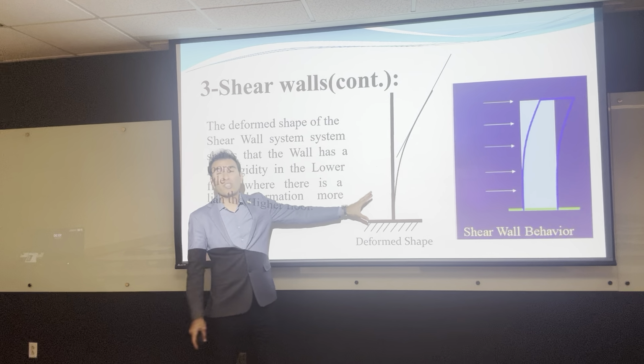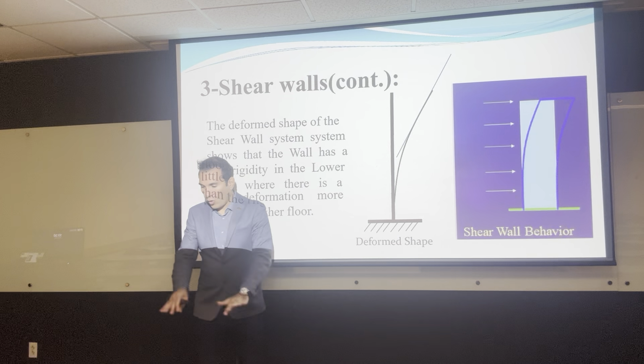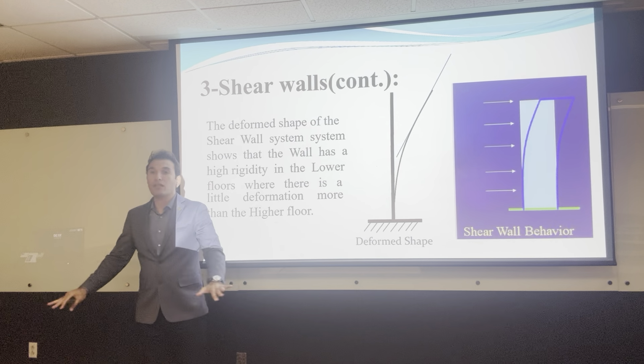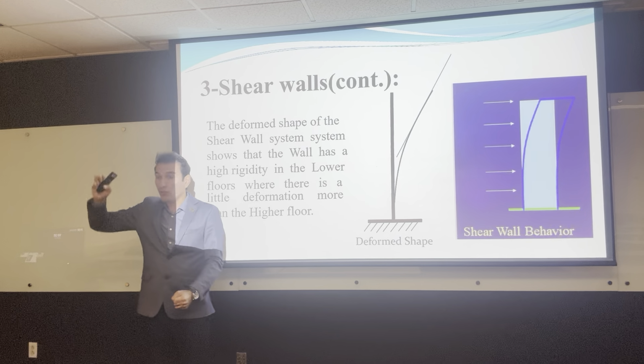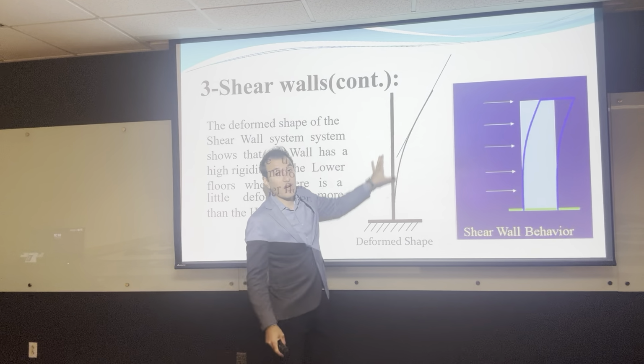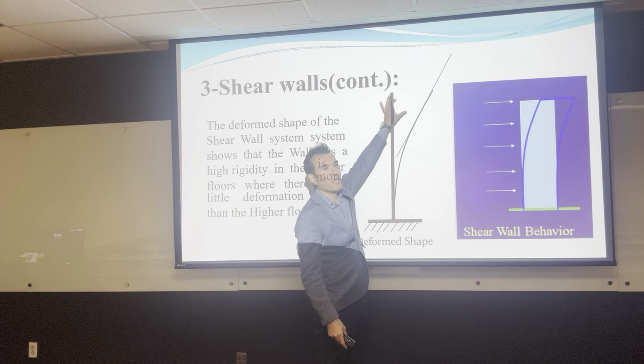So shear walls are the best system down here. All the stories down there are basically not moving. They are fixed to the ground. But when you go up, they start to move. So shear walls are good in the lower stories, but they are not that good in the top stories.